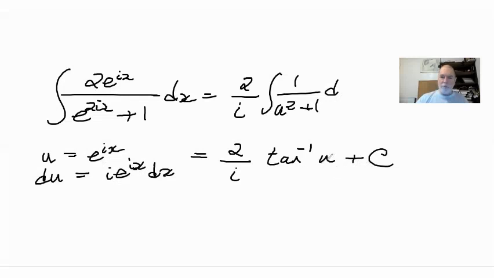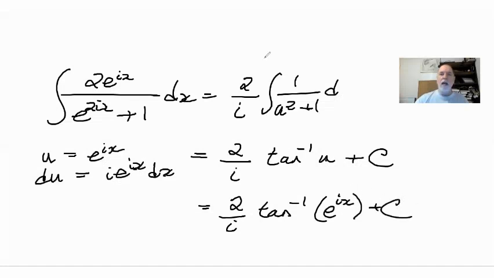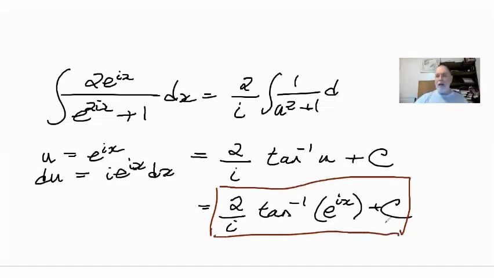Okay, now we'll revert to our x, and we end up with 2 over i times the inverse tangent of e to the ix plus c, and that's our third form, which deserves a nice special colored box. And Bob's your uncle. Isn't that pretty? Now there's other ways to do this, and there's other solutions.